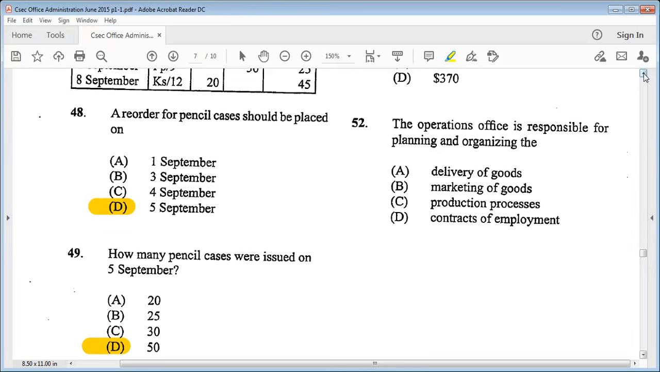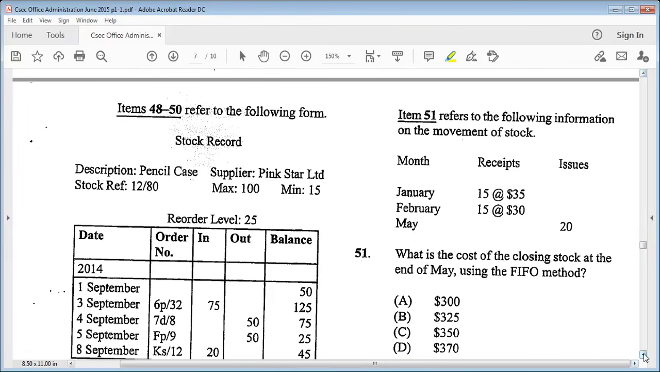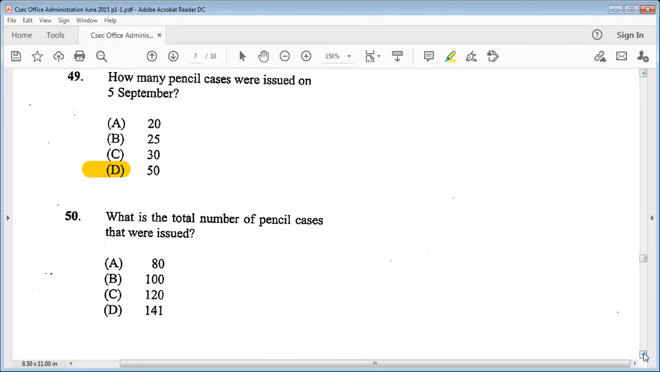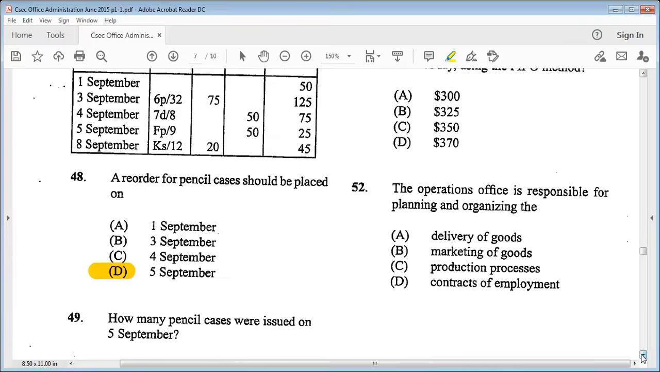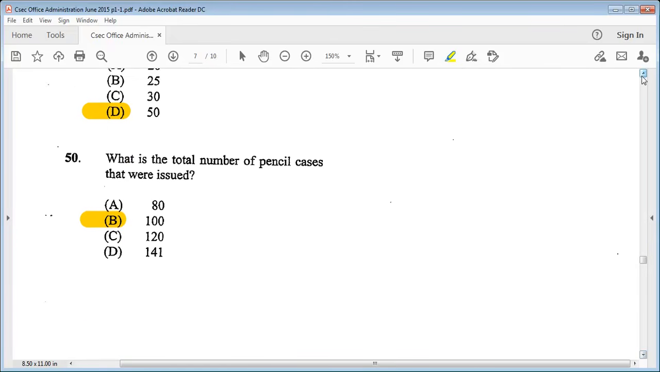Let's go on to question number 50. What is the total number of pencil cases that were issued? A, 80, B, 100, C, 120, or D, 141? We know it is B. 100 pencil cases were issued. How do we know that? The amount that went out. So 50 and 50 went out. So in total, it was 100.